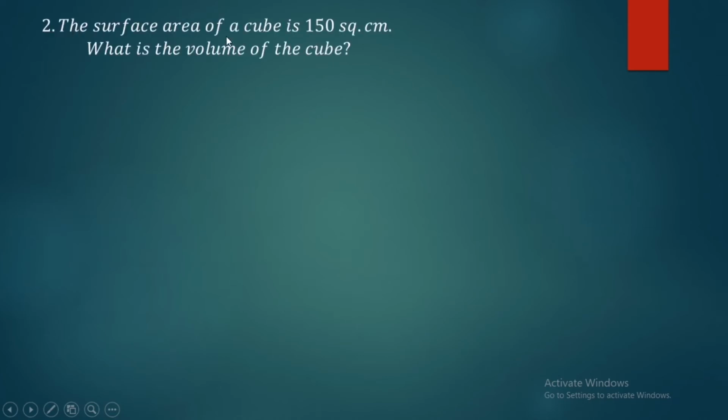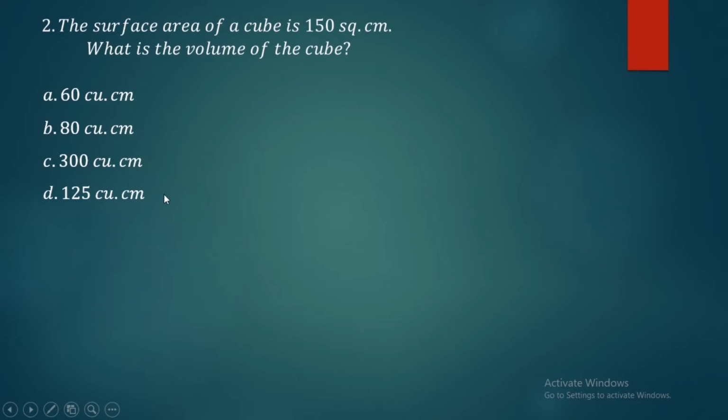Number 2, the surface area of a cube is 150 square centimeters. What is the volume of the cube? A, 60 cubic centimeters. B, 80 cubic centimeters. C, 300 cubic centimeters. D, 125 cubic centimeters.